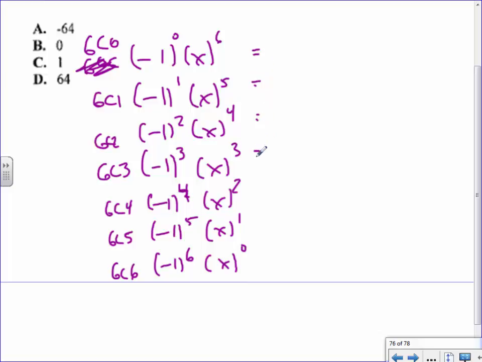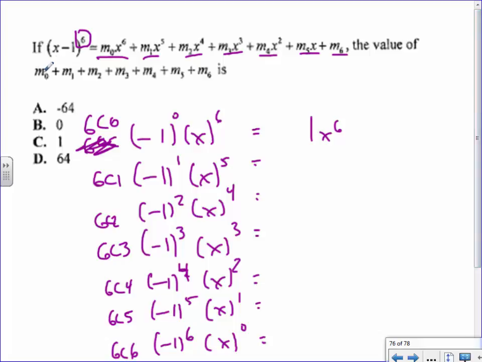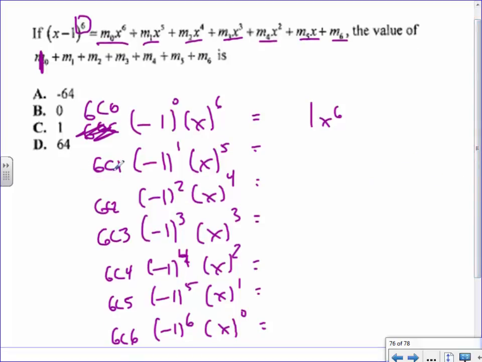So let's find out what each of these terms is. What's 6 choose 0? Negative 1 to the 0 doesn't really do anything, and then you need x to the 6. So what that means is that your first coefficient is 1. Keep it going. 6 choose 1 is 6. So you have a negative 1. It'll now make it negative 6, x to the 5. So this number right here is now negative 6.